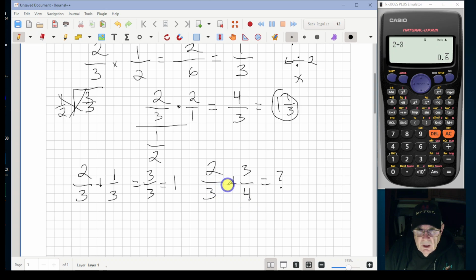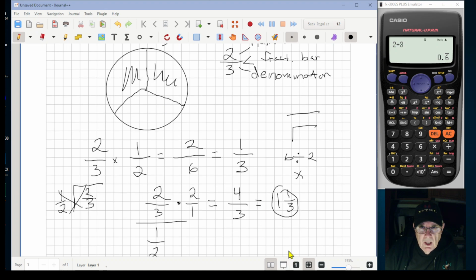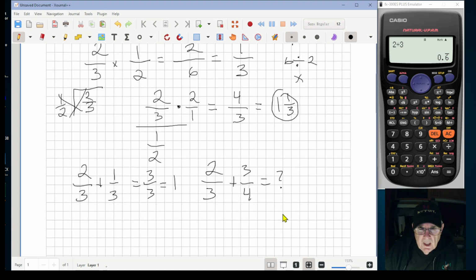You cannot just add the tops and the bottoms and come out with 5/7. That's not the correct answer. And the reason really has to do kind of with the area of the thing. Remember what the denominators are telling us. The slices up here are in 1/3, where down here in 3/4 they're 1/4. They're not the same kind, so we can't stuff those two together.